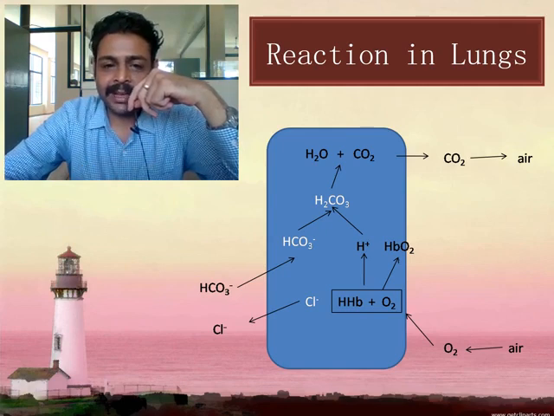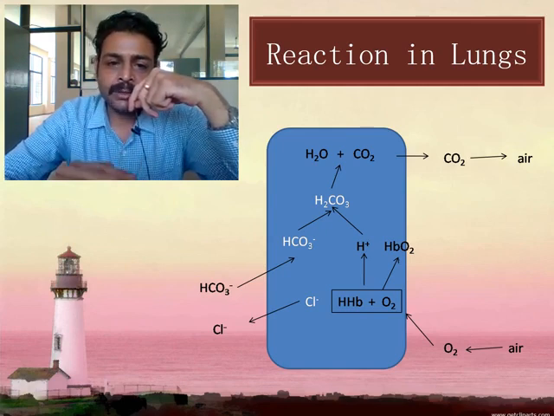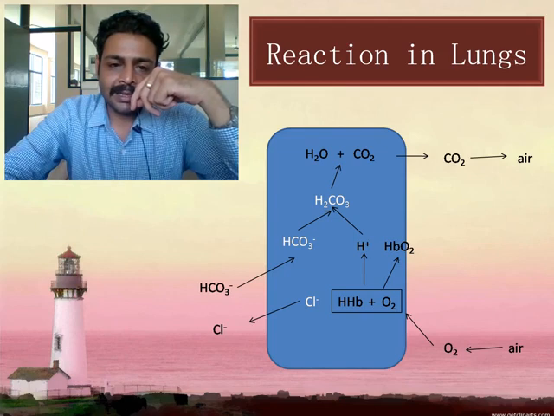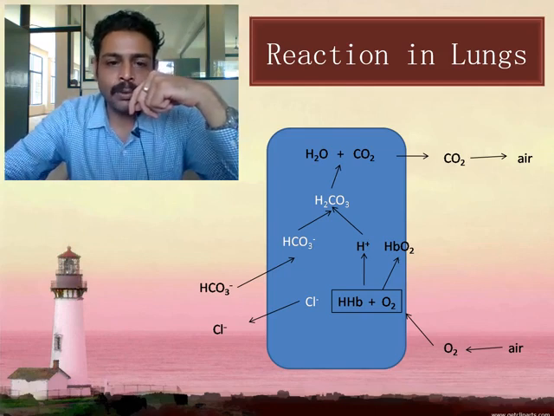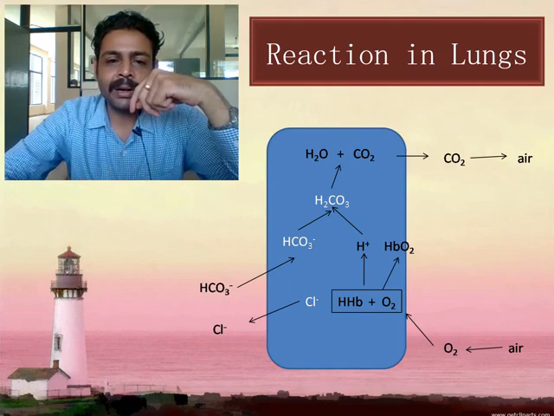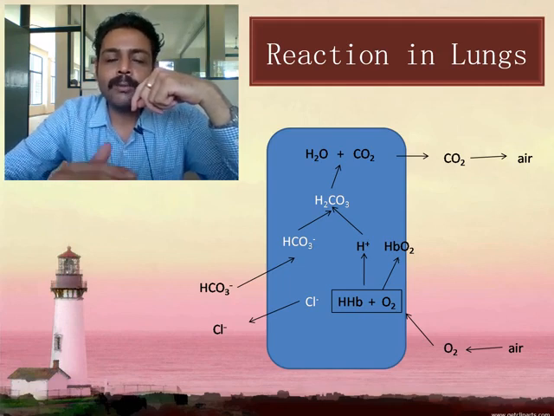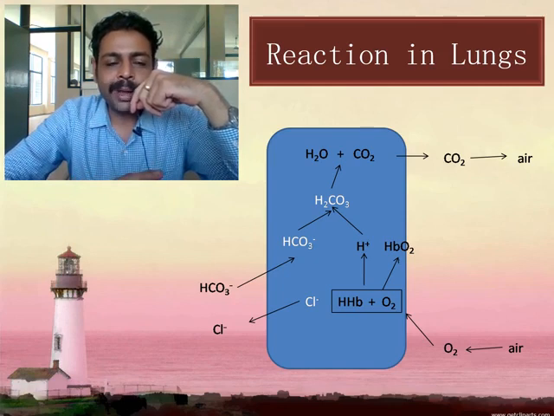See, from the previous slide we have seen it is HHb. So oxygen in the lungs enters into the RBC and combines with HHb. So what happens? This hydrogen is displaced. Now oxygen is attached, so HHb becomes hydrogen separated. Now it becomes HbO2. Now it goes to the tissues. So H plus. Now what happens to the bicarbonate?